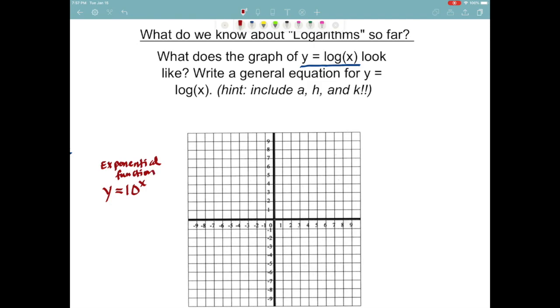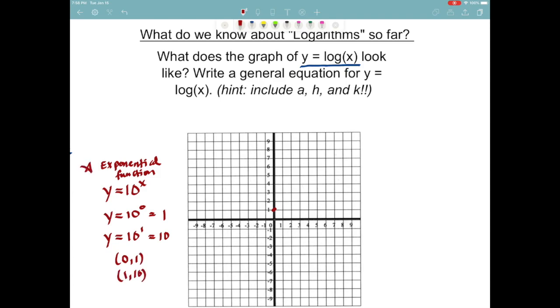And we know that that is going to have an asymptote that runs along the x-axis. It'll cross at the point (0, 1), right? Because if you put in 0 for x, we know then that y would have to equal 1. So it crosses the point (0, 1). And if we put in 1 for x, that would give us 10 as the output, so y would equal 10. So we'd have the point (1, 10).